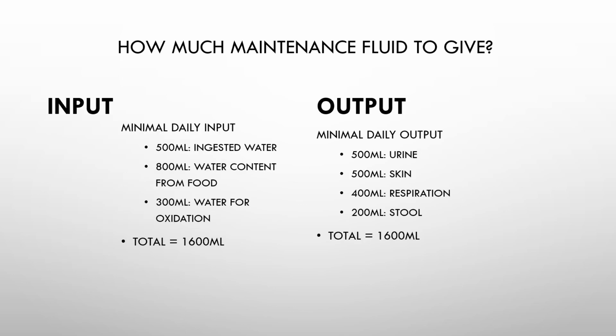It's important when determining maintenance fluid for the average human being that the average input for a person is around 1600 mLs and the average output is around 1600 mLs. So if you divide 1600 mLs by 24 hours, this equals about 66 mLs per hour, which is why we typically begin isotonic saline for maintenance fluid at 60 to 75 mLs per hour.